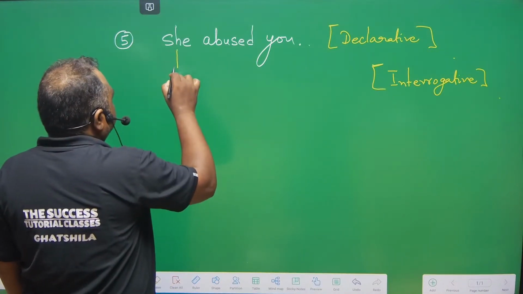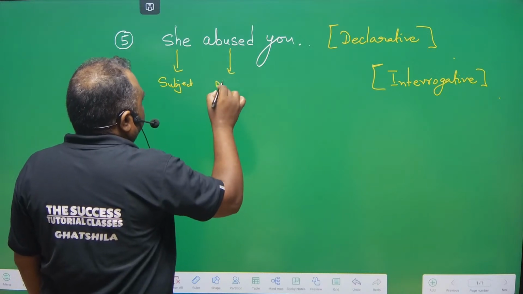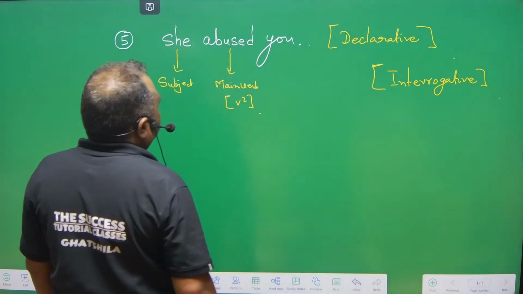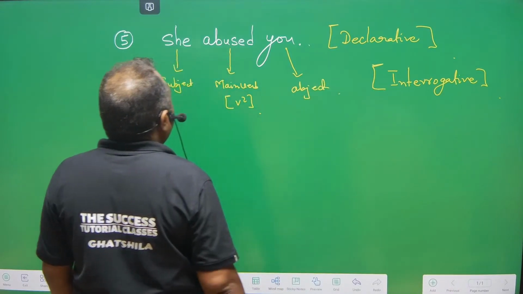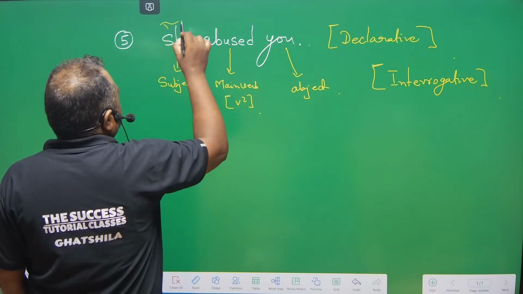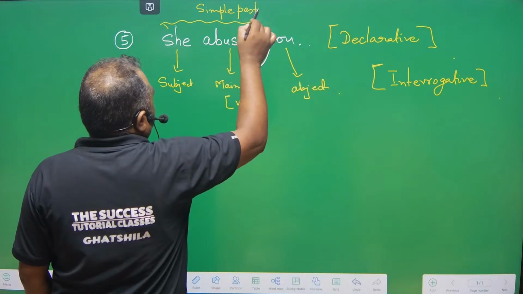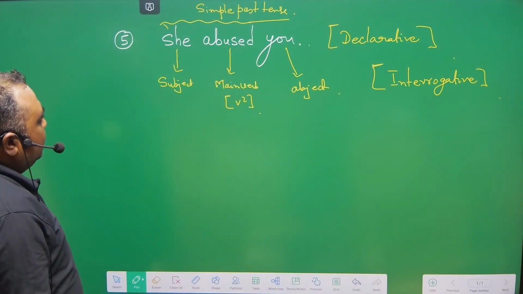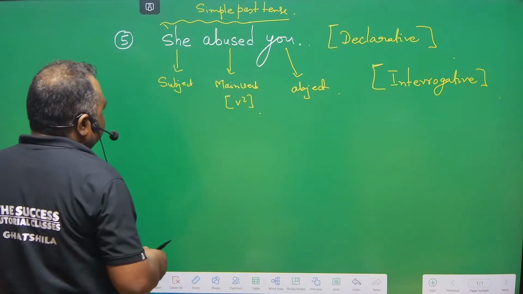Here she is subject. Abused, main verb. So it is in the form of V2, second form, and you is object. So this sentence is in the form of simple past tense. So if the sentence is in simple past tense, then while converting it into interrogative form, what you have to do? You have to start this sentence with did.